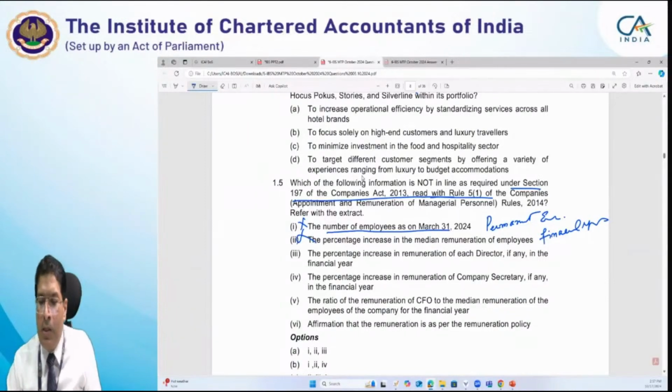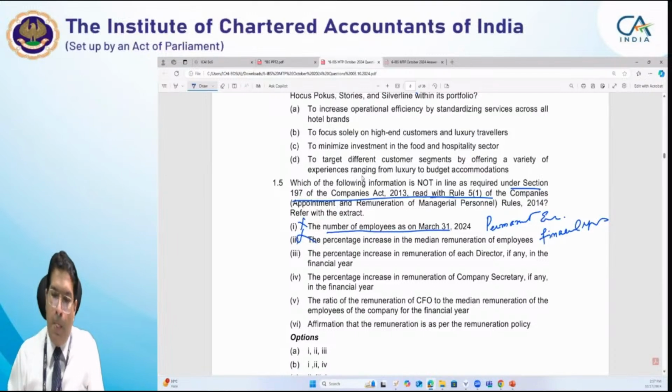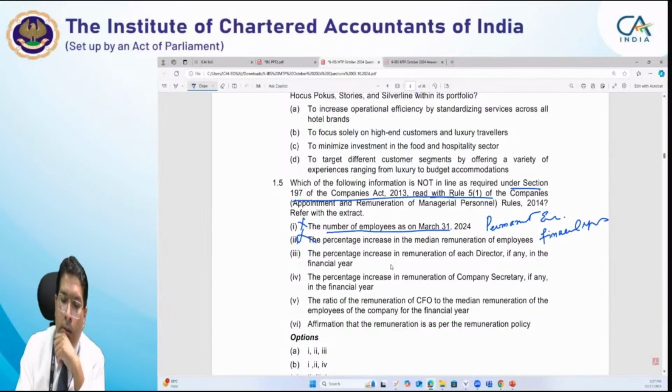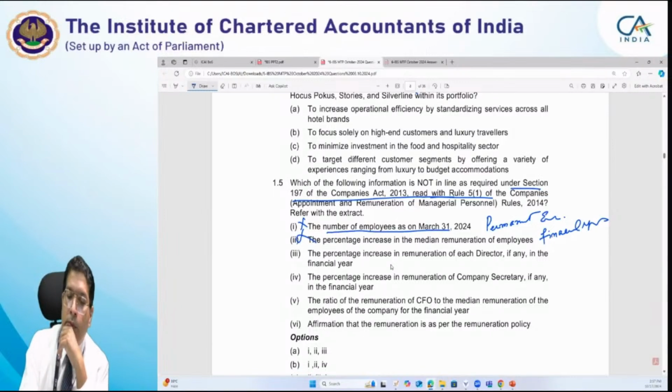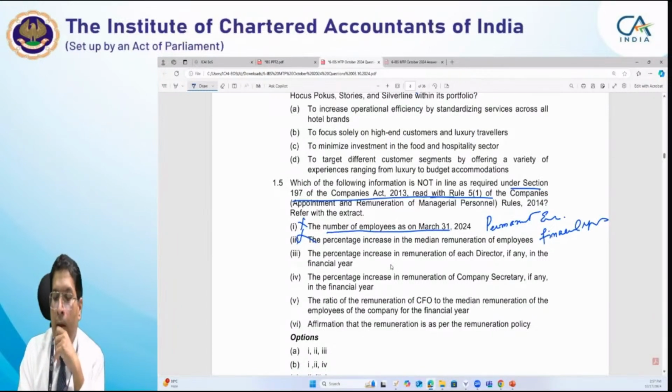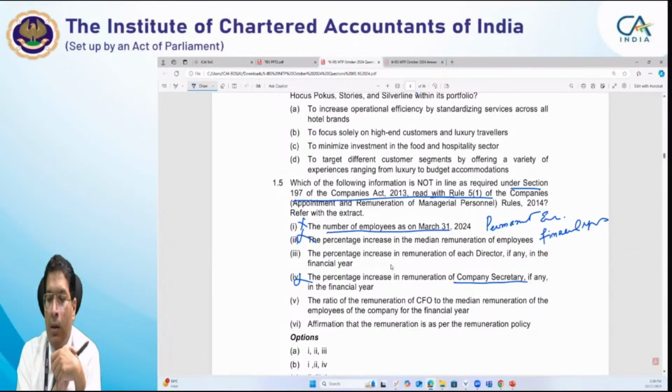The percentage increase in remuneration of each director, if any. Okay. This statement appears to be correct. Next is the percentage increase in remuneration of the company secretary, if any, in the financial year. Yes, the company missed the company secretary's remuneration. Therefore, this is again not in line with the requirement of Section 197.